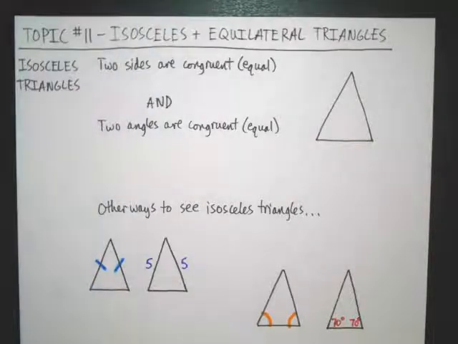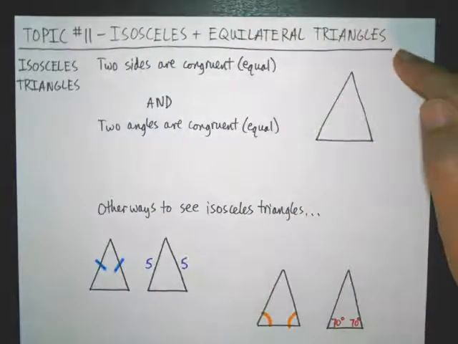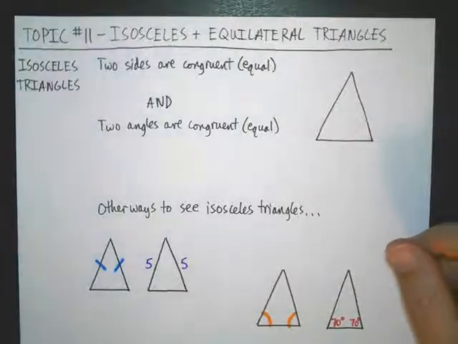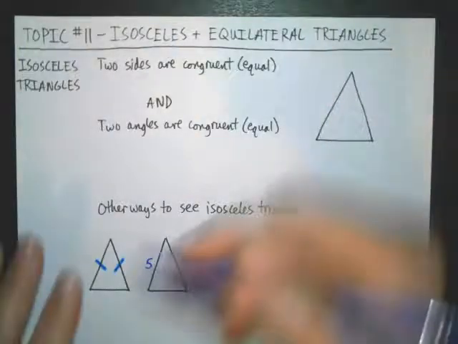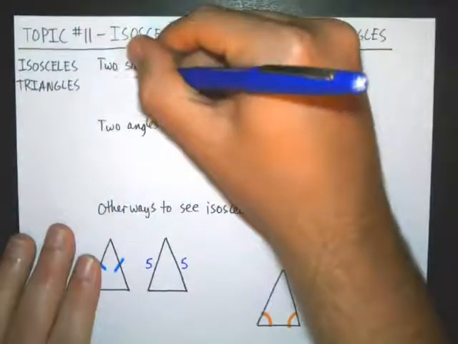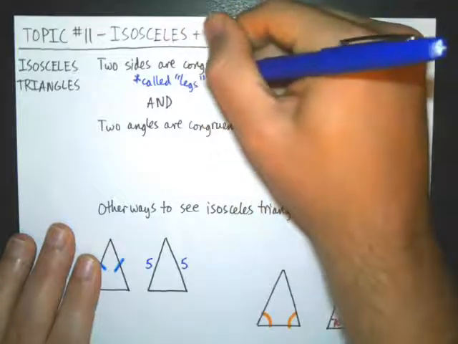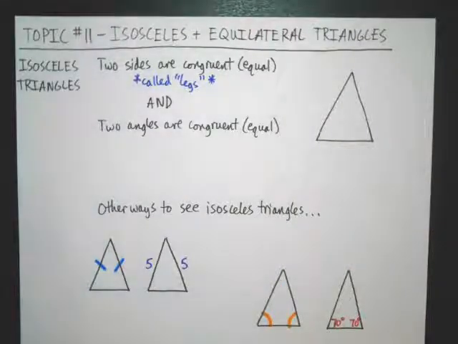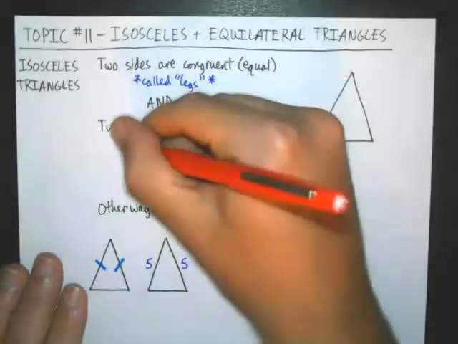Hey, geometry. I'm here today to talk to you guys about topic 11, which covers isosceles and equilateral triangles. Let's start by talking about isosceles triangles. Isosceles triangles have two sides that are congruent, and those two sides are called the legs. And isosceles triangles have two angles that are congruent. The two angles that are congruent are called base angles.